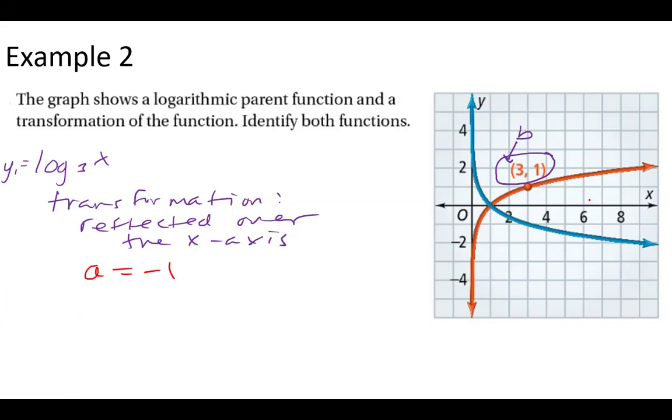Were there any other transformations? I didn't go left, didn't go right. All I did was reflect. Does that make sense? And because all I did was reflect, my y equals negative log base 3 of x. Now, if I had gone left or right, I would have my C and my D values, right? That C, if my vertical asymptote had moved, and that D, if I had gone up or down.